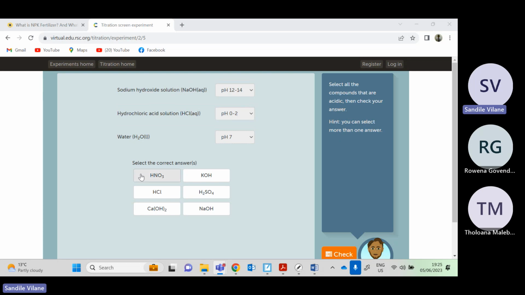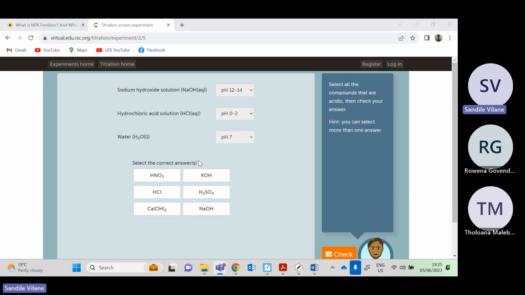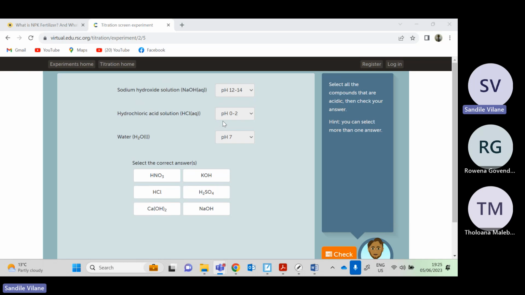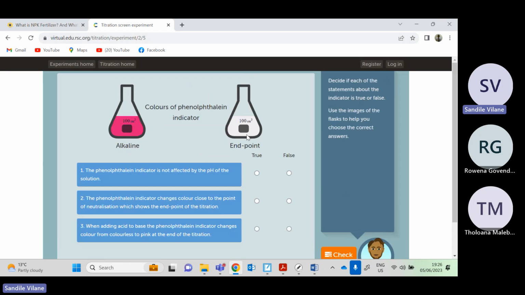Select, look at the sides where it says select all the compounds. Oh, thank you. Select compounds that are acidic. We all know them, isn't it? This, that, and that. So these are your acidic compounds. We've already selected them, and this is correct. The next thing now.